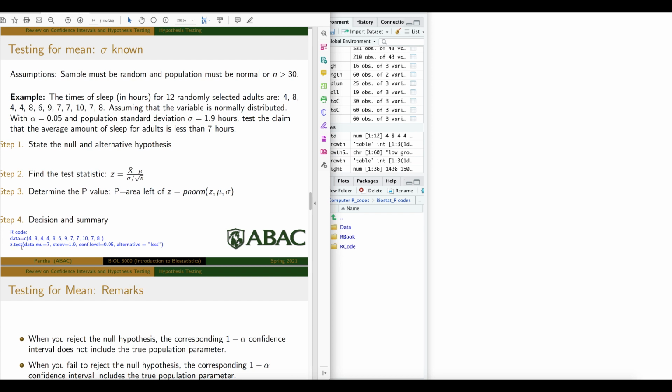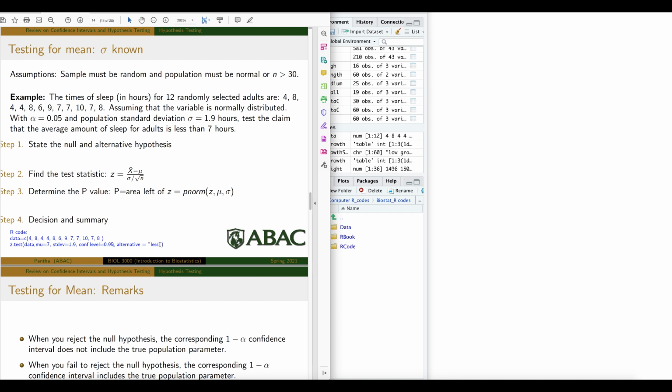This test is used to test the hypothesis for the mean when sigma is known, when the population standard deviation is known. What you do is g.test, and inside the parentheses write down the data, comma, mu equals 7, which is the null hypothesis. Standard deviation is 1.9, the population standard deviation. Confidence level is 1 minus alpha. Because alpha is 0.05, the confidence level is 0.95, that is 1 minus alpha, and alternative is less because this example is the left tail test, right?